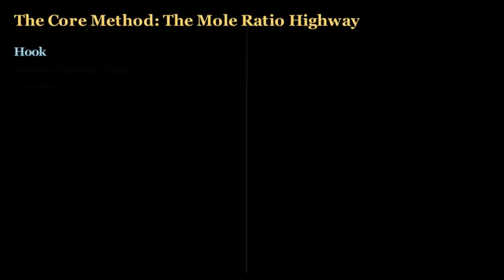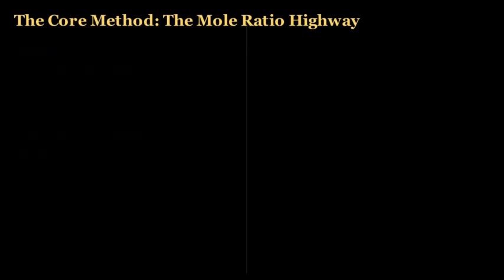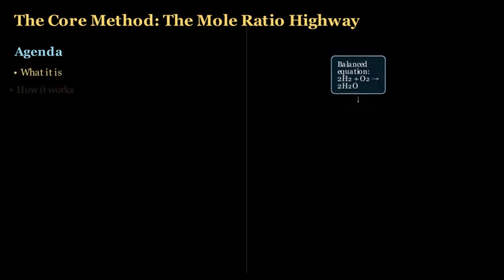You can't count individual atoms on a lab bench, but you can predict exactly how many show up to the party. The secret is hidden right in the chemical equation. It's like a recipe that tells you the exact number of each ingredient you need, not in grams, but in particles. We're going to unlock the central method of stoichiometry, the mole ratio.